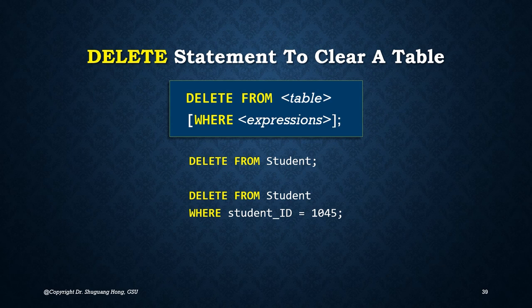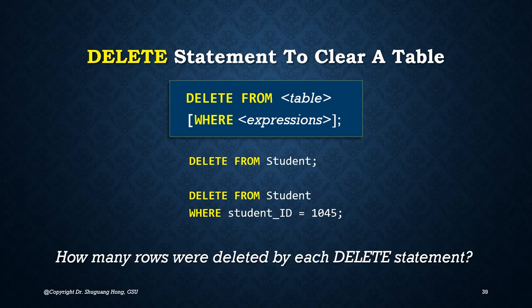Take a close look at those two delete examples and answer the question, how many rows were deleted by each delete statement? Explain your answer. Note that the deletion statement would fail and cause an error message if we tried to clear the data which have foreign key references. To resolve the error, we must remember to clear all foreign key references before clearing primary key values.